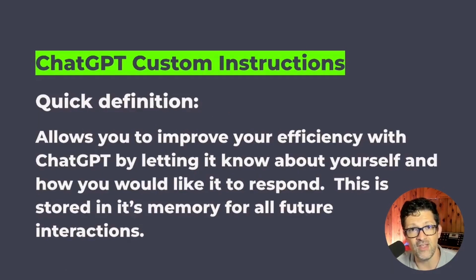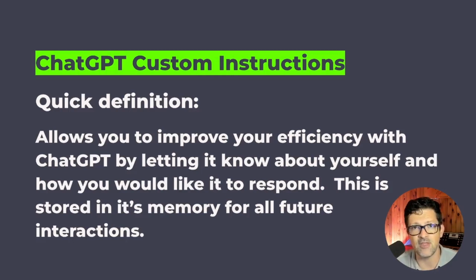So now I want to move into custom instructions, a pretty new feature that was just rolled out by OpenAI. And just a quick definition of what custom instructions are: it allows you to improve your efficiency with ChatGPT by letting it know about yourself and how you would like it to respond. And this is stored in its memory for all future interactions.